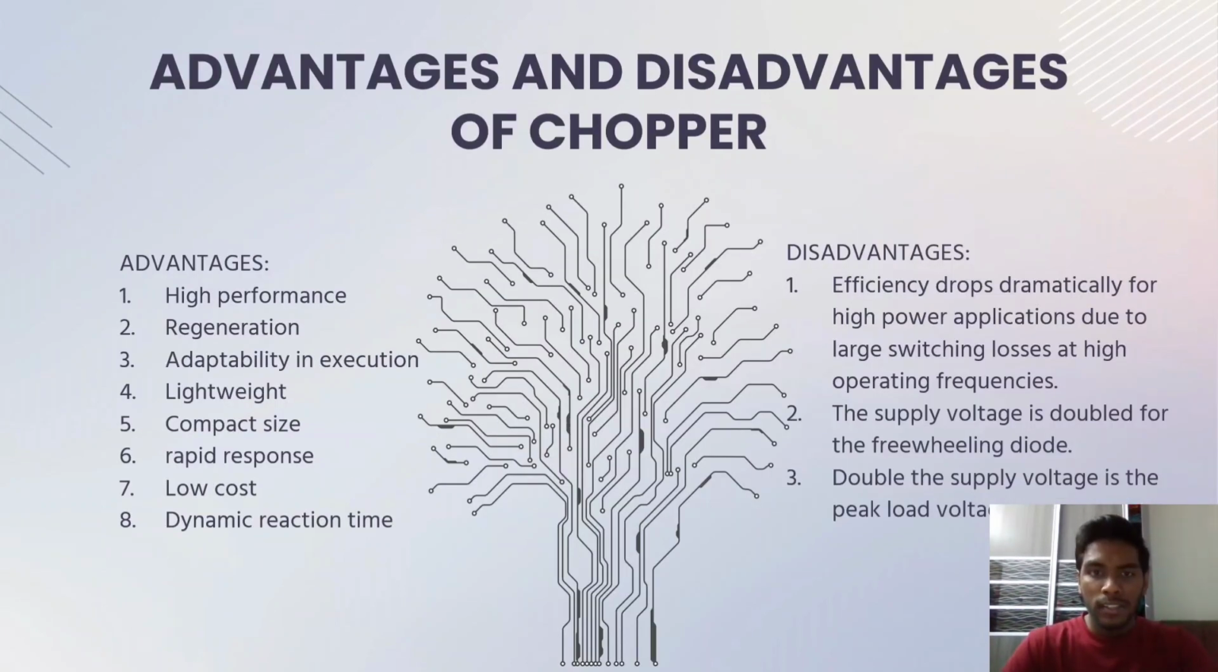Advantages and disadvantages of a chopper. The advantages of a chopper are high performance, regeneration, adaptability in execution, lightweight, compact size, rapid response, low cost and dynamic reaction time. The disadvantage of a chopper is that efficiency drops dramatically for high-power applications due to large switching losses at high operating frequencies. The supply voltage is doubled for the freewheeling diode. The double the supply voltage is the peak load voltage.